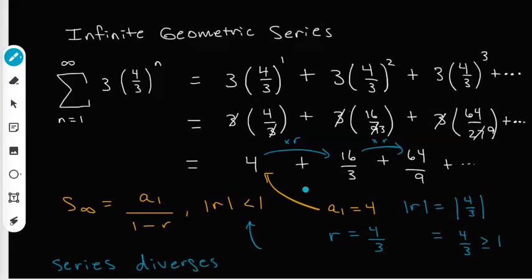Now, if you add up a bunch of positive numbers and every term is positive, eventually you will get to positive infinity. So we say that this series diverges to positive infinity.